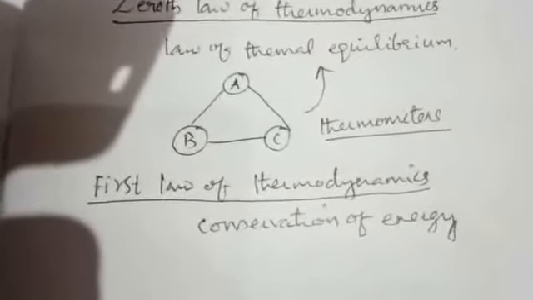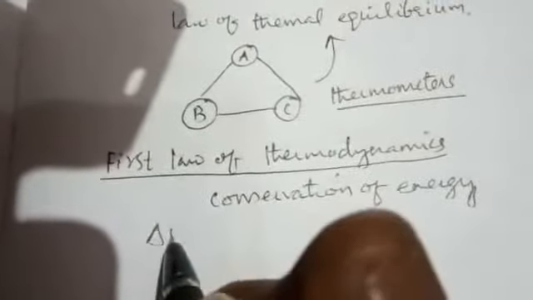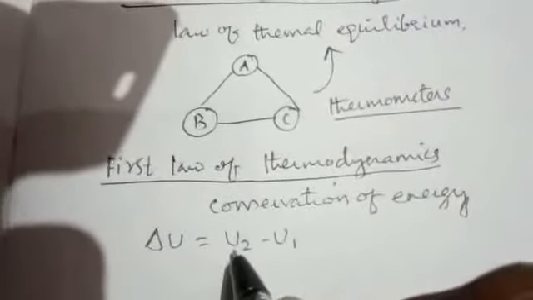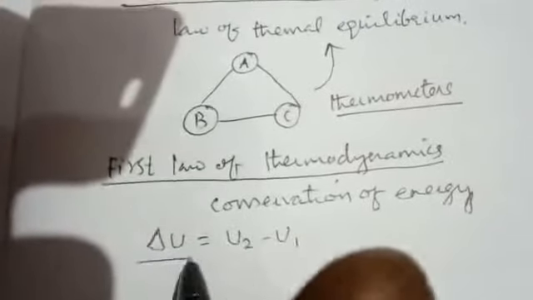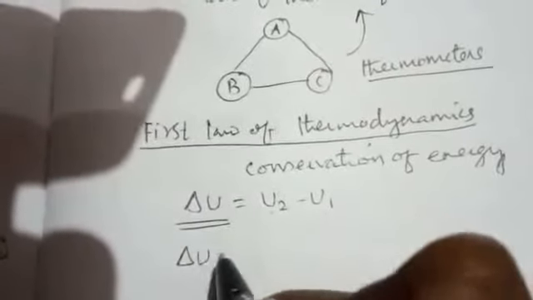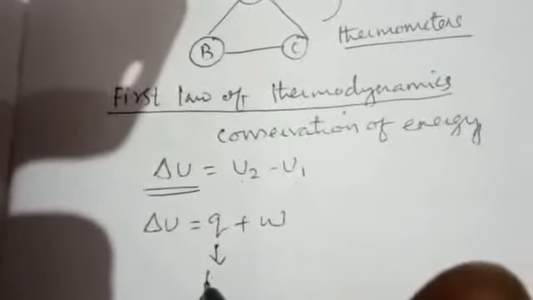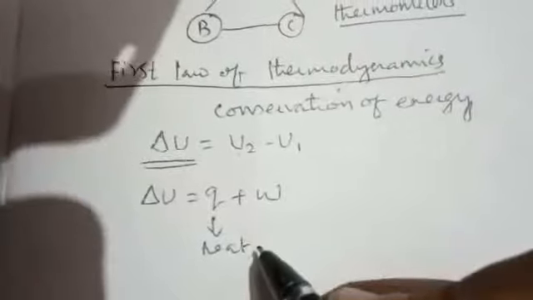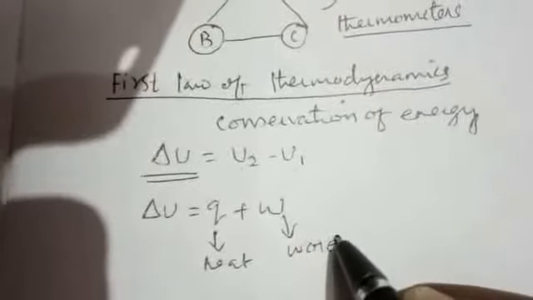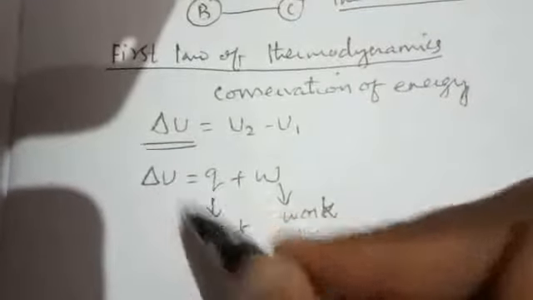For example, going from state 1 to state 2, the change in internal energy equals the energy of state 2 minus the energy of state 1. That means the final energy minus the initial energy is called the change in internal energy. That is, del E equals Q plus W. Q is the heat, meaning either absorption or evolution. Next, W means work done by the system or work done on the system. That is called the first law of thermodynamics.